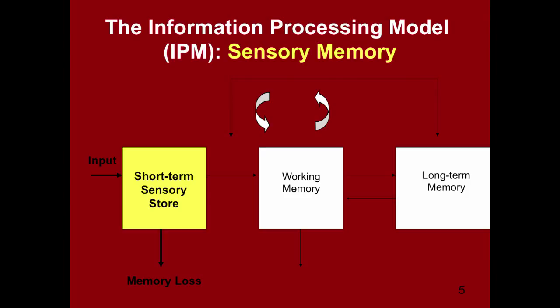The first component in the information processing model is the short-term sensory store. This is also referred to as a sensory memory or sensory register. This component is where all of the information first enters our mind, all of the sensory information that we're receiving from our environment. So what kind of input comes in? Think about your senses. Go back to kindergarten. How many senses do you have? Five, right? Unfortunately, that's not correct. Depending on the theorist that you speak to, there can be anywhere from 10 to even upwards of 20 different senses. We know the basic five: sight, hearing, smell, taste, and touch.